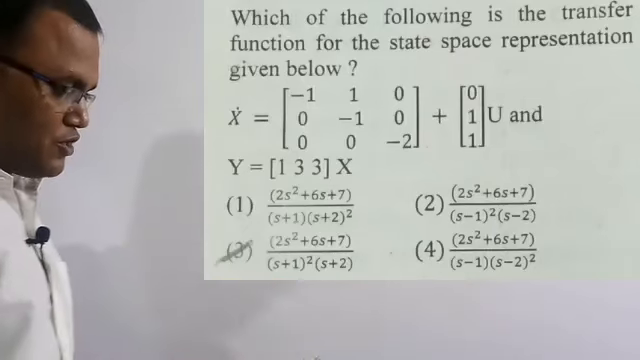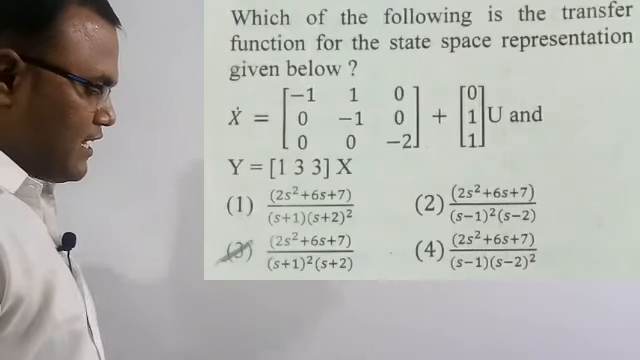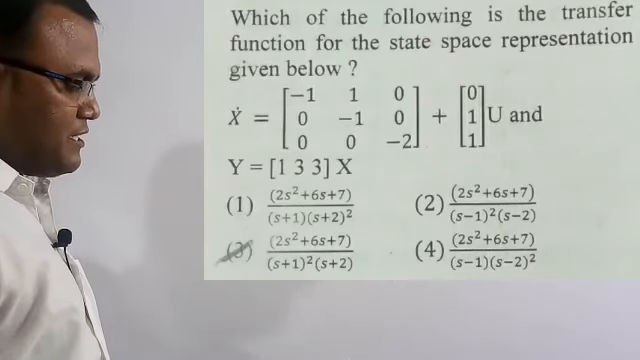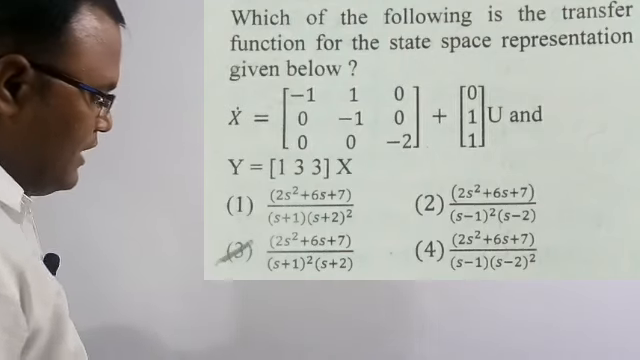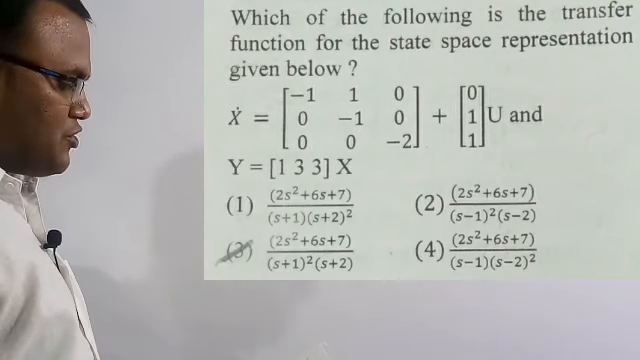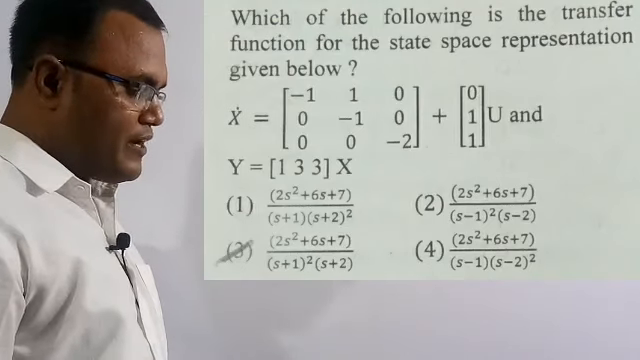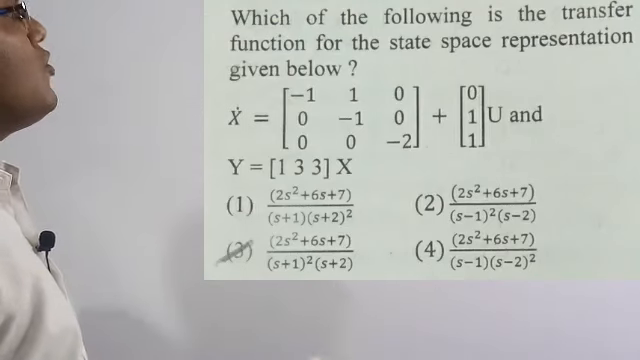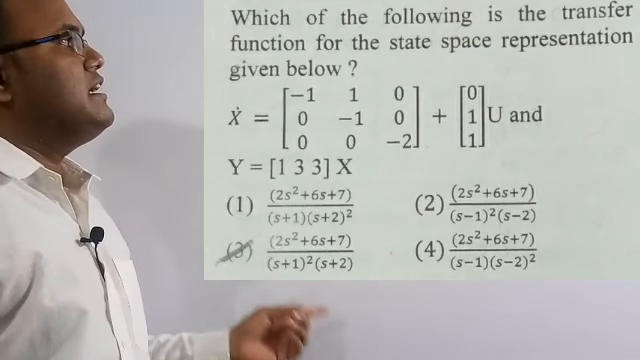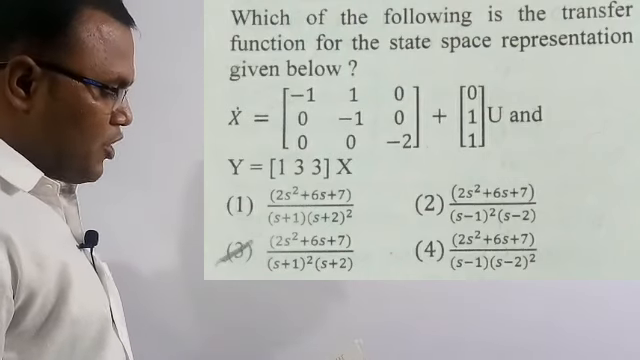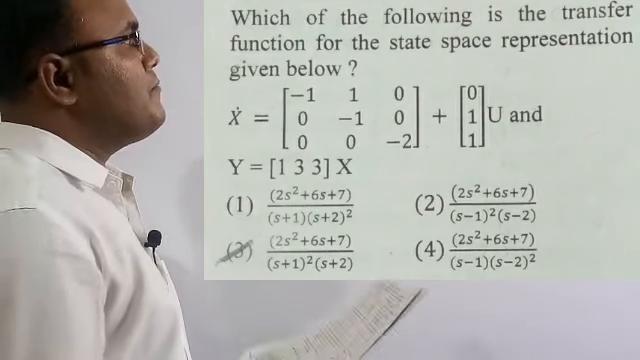See the question here. The question says: which of the following is the transfer function for the state space representation given below. X dot is equal to [minus 1, 1, 0; 0, minus 1, 0; 0, 0, minus 2] x plus [0; 1; 1] u, and y is equal to [1 3 3] x. They are given four options. The right option for this question is option 3. 3 is the correct option.